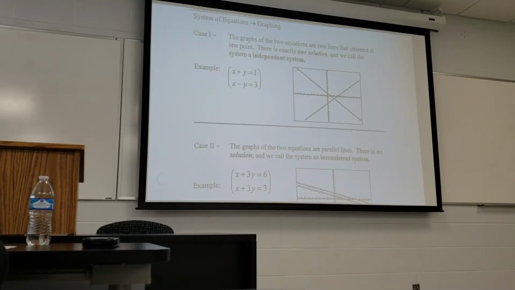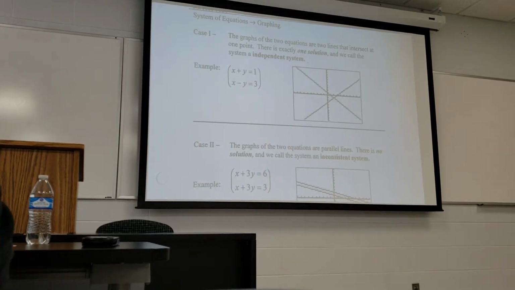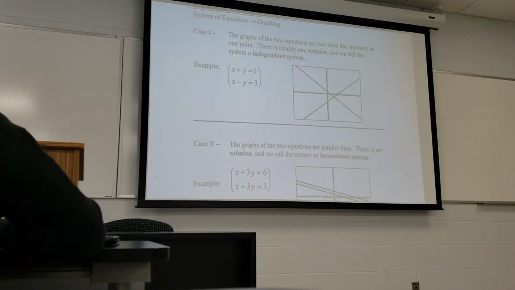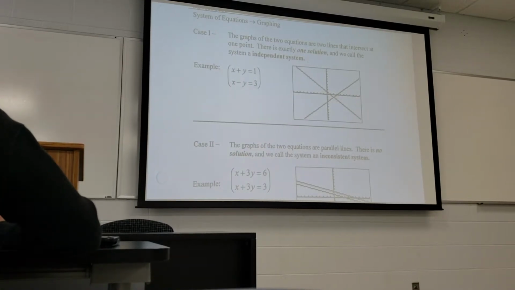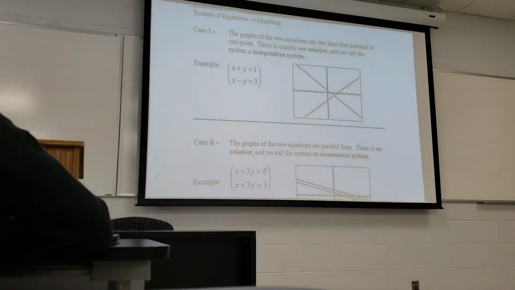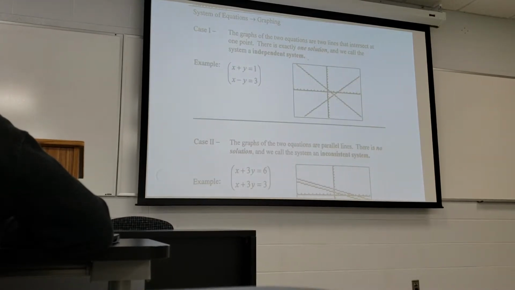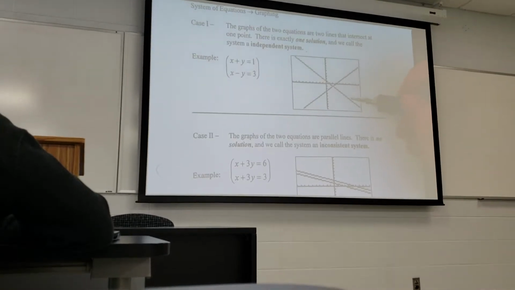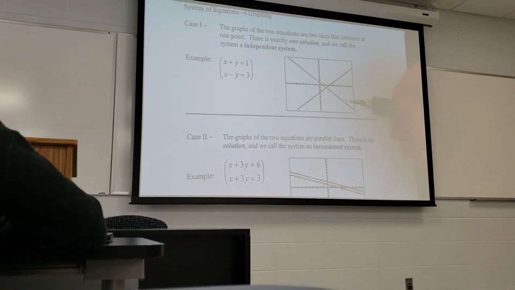We don't have a parabola and a line where you have two solutions. We just have two straight lines. So one solution, independent system, two lines across at one point.